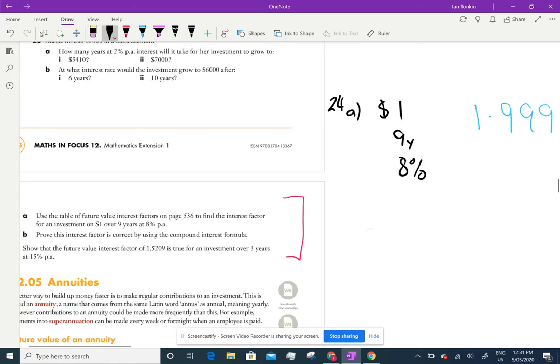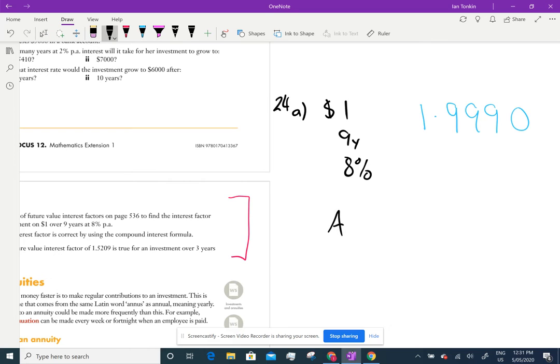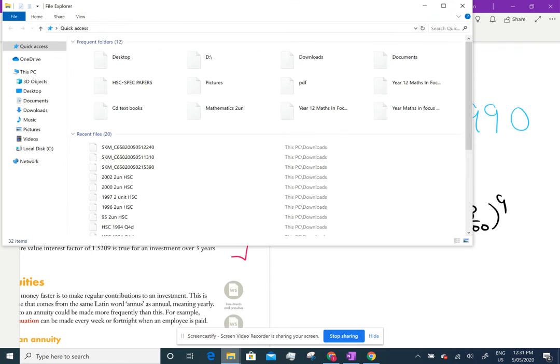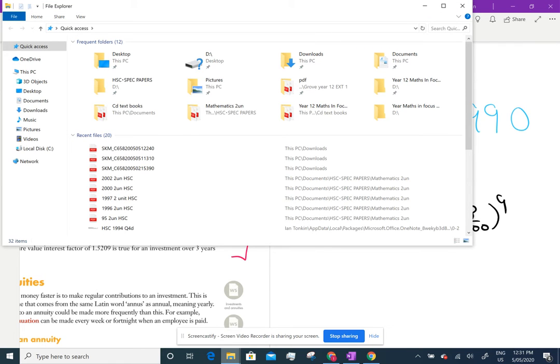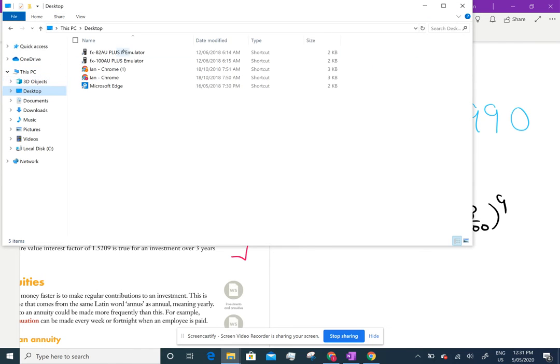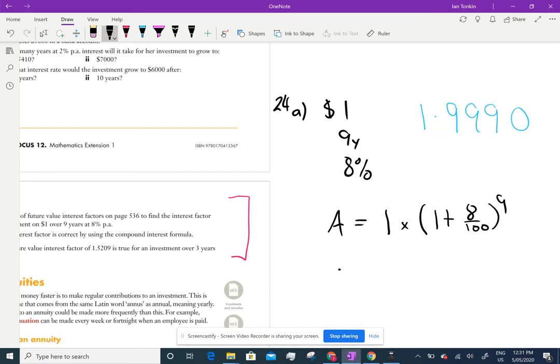So what I'm going to do is take the compound interest formula. And what's my investment? $1 times 1 plus 8%, so 8 over 100, to the power of 9. Better get my calculator out. I think it's on the desktop. There we go.